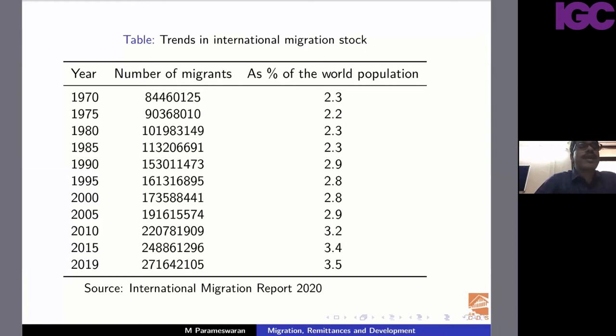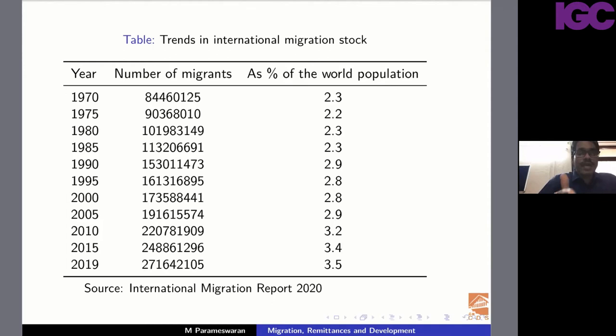Now, there is an issue in the data which the UN report also recognizes. Suppose I identify a migrant on the basis of citizenship. When we look at migrants in the US, they consider all those who are not citizens of that country. So it actually underestimates migration, because many Indians have gone from India to the US and took US citizenship. They will not be considered migrants.